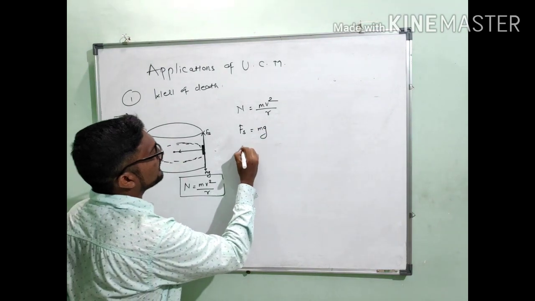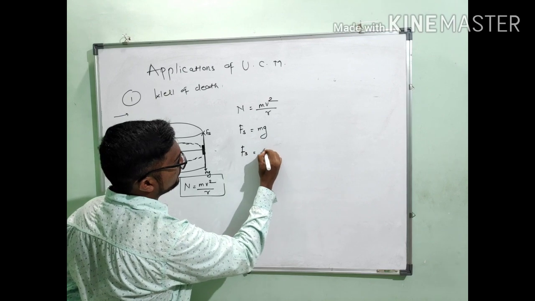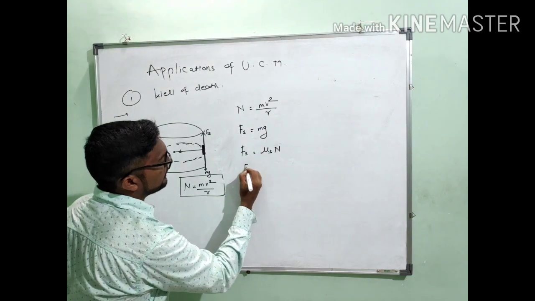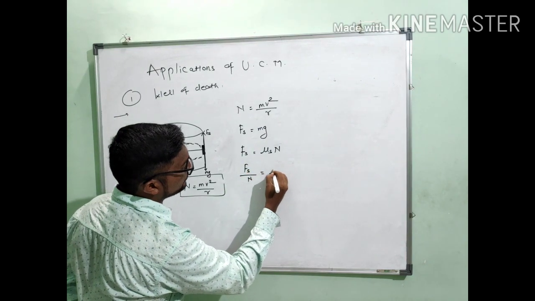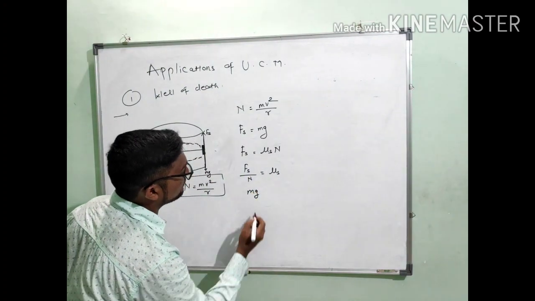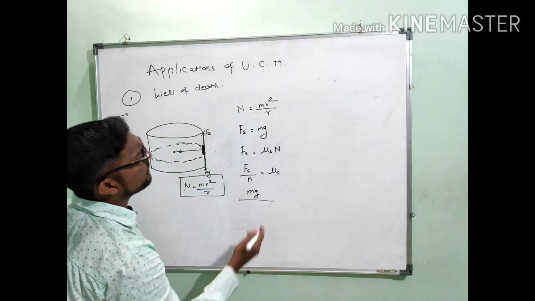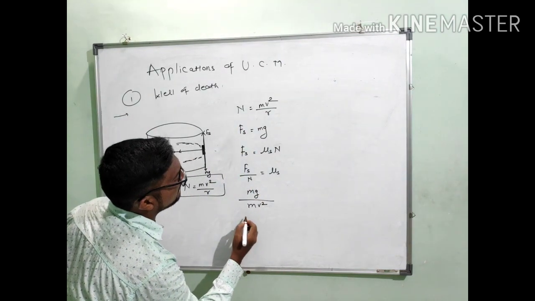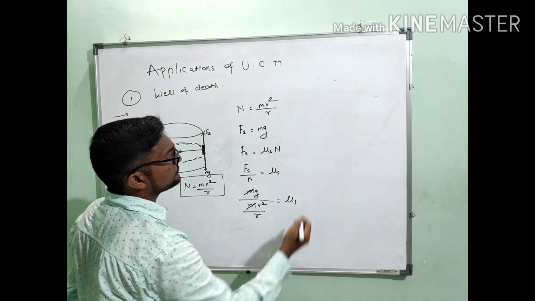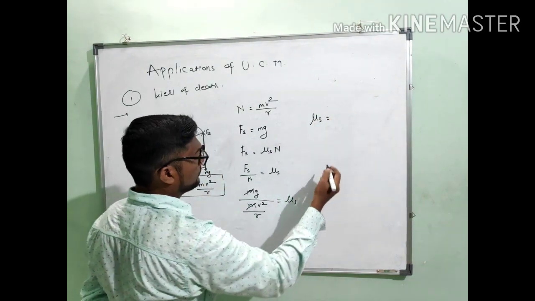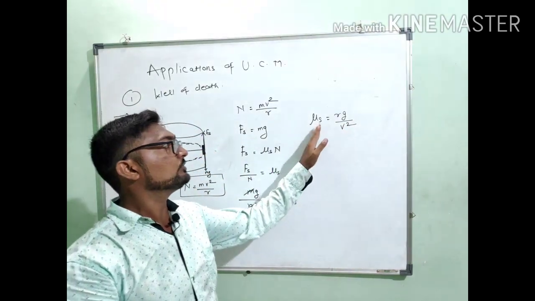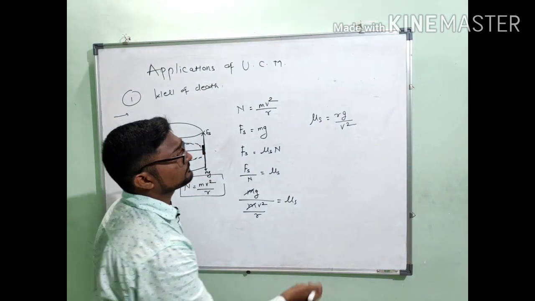Now we know that frictional force is equal to mu s n. So Fs upon n is equal to mu s. Fs is mg, and n is equal to mv square upon r, so m will get cancelled. So mu s is equal to rg upon v square.